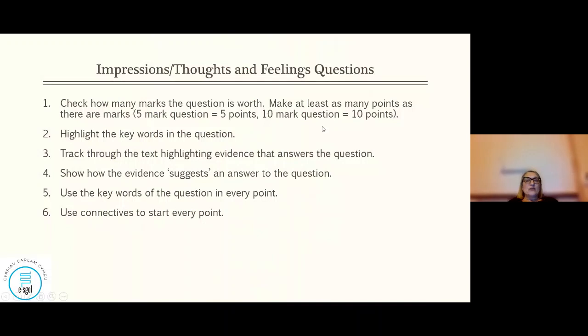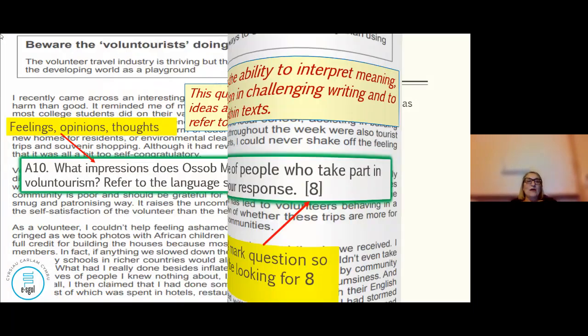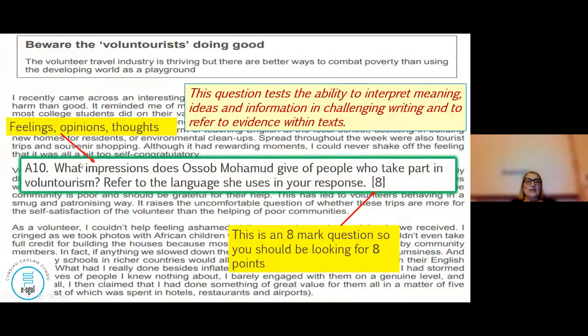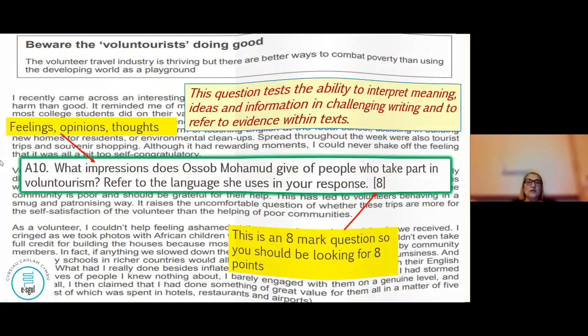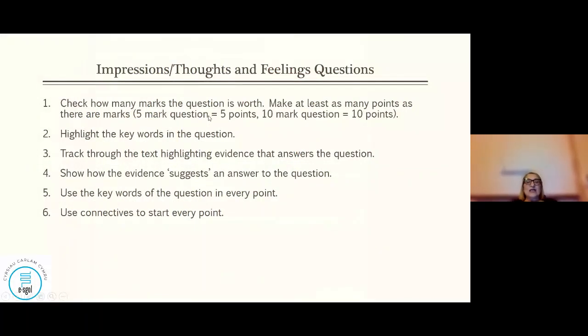So for impressions, thoughts and feelings questions, this would be my advice to you. Check how many marks the question's worth and make at least as many points as there are marks. Highlight the key words in the question. So as I did back there, I'm looking at the words that I need to think about. So what impressions does he give of those who take part in volunteerism? So we need to find out what he thinks of the people who take part in volunteerism. Track through the text, highlighting evidence that answers the question. Show how the evidence suggests an answer to the question, and use the key words of the question in every point. And I would always suggest using connectives to start every point as well.